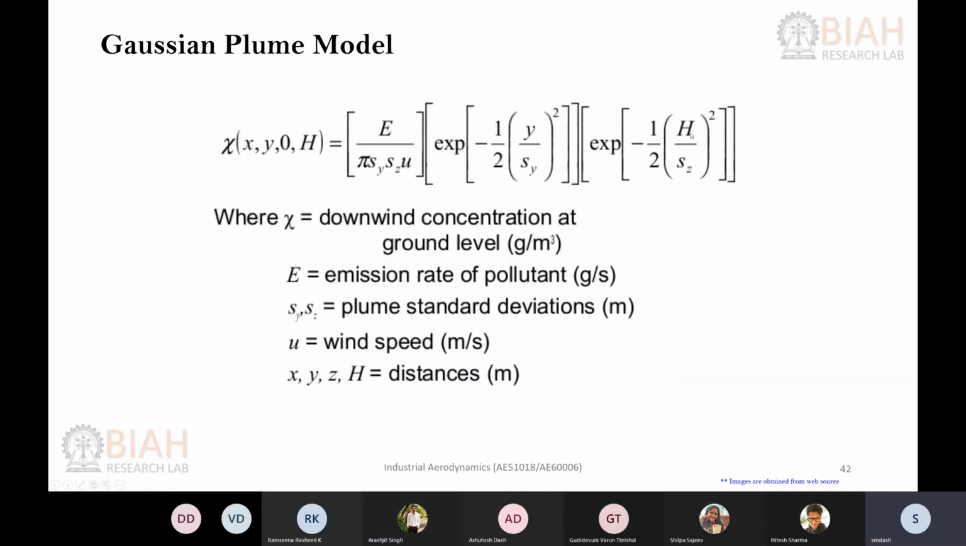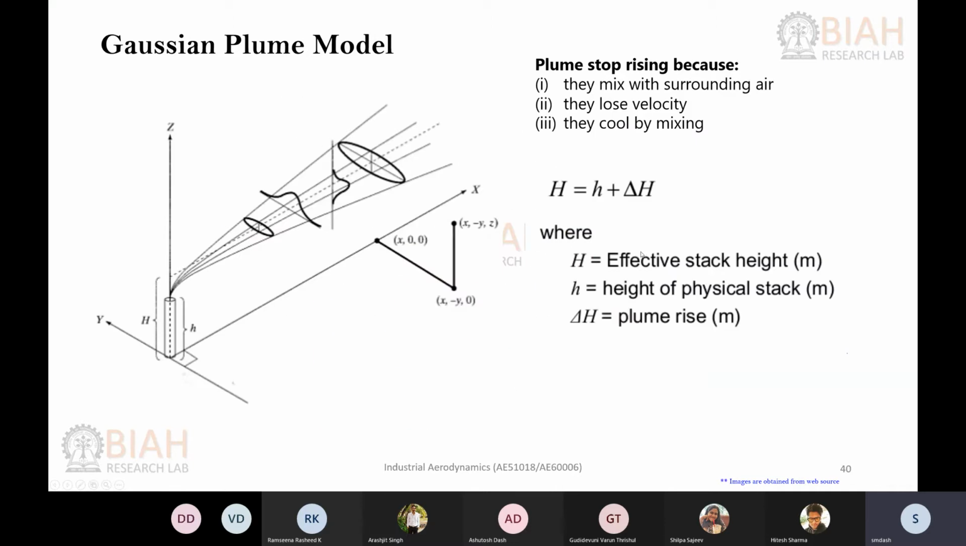But the concentration will vary as you are moving along the X and Y direction. So this is X direction, Y is along this side. So at a particular Z level, which is your effective height level, you can see that this concentration along the Y and X gets modified. Which is of our interest, like how it is getting modified as you are moving away from the stack along the horizontal plane, basically. That spread is important.